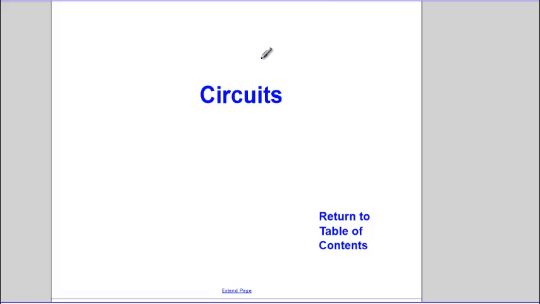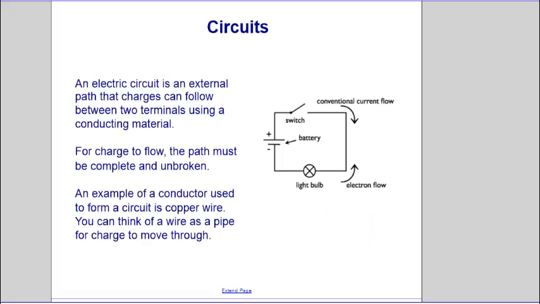I don't call these electric circuits, I call them electric circles, because circuits are circular. So keep that in mind. If you look here, this is called a schematic. An electric circuit is just a path that charge follows, and in order for that to work, it must be unbroken. So you need to have a complete circle, and we use 3 different parts for a circle.